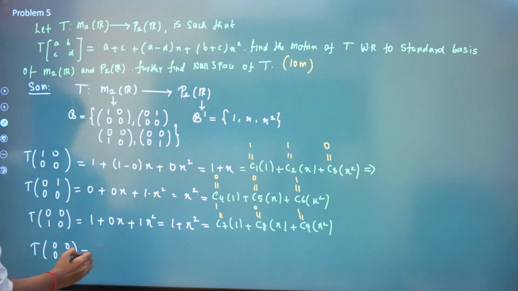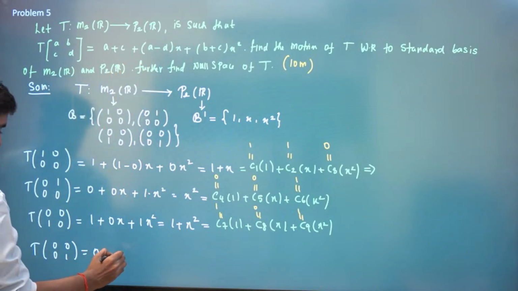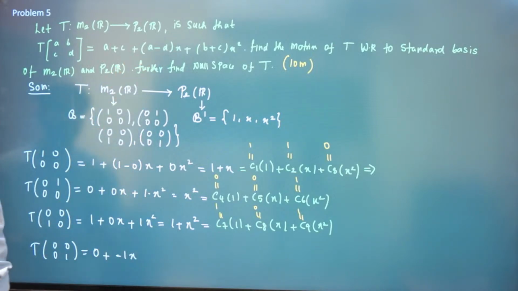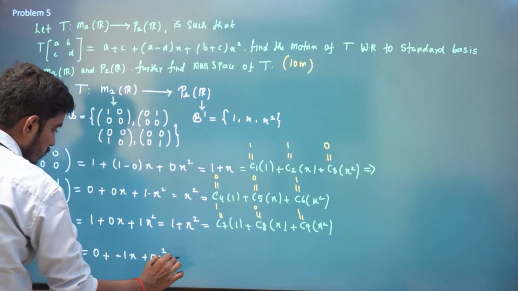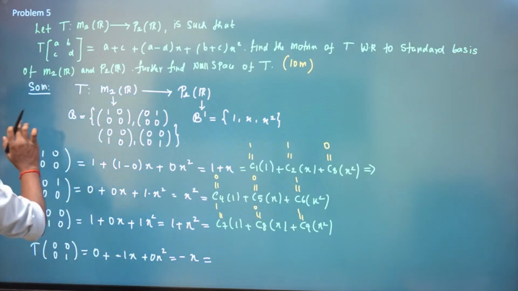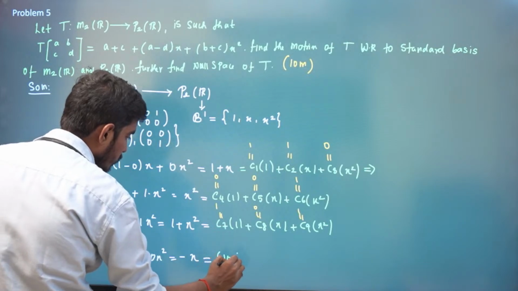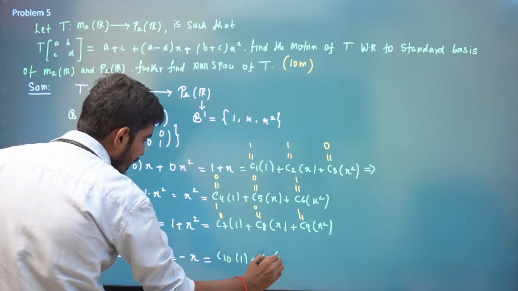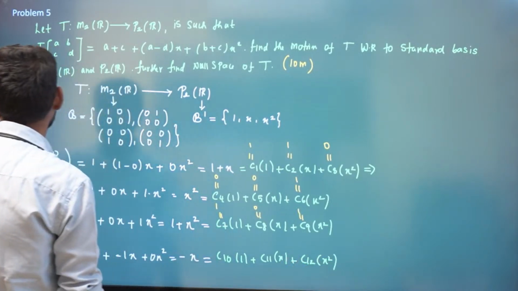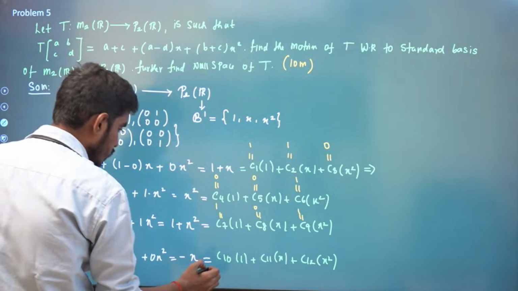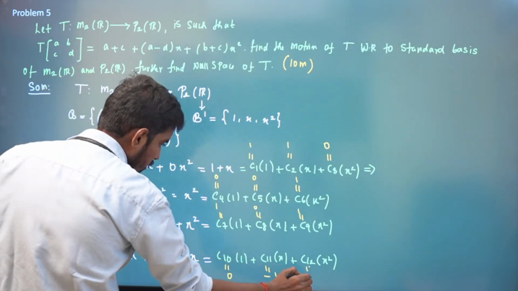So a plus c is 0, a minus d is minus 1, into x, and then we have b plus c is 0 again, which is equal to minus x. So write this as a linear combination of basis vectors. Let us say some c10 times 1 plus c11 times x plus c12 times x square. So this reduces to, what is our c10? 0, minus 1 and 0.